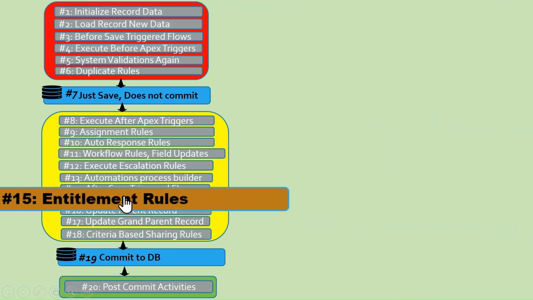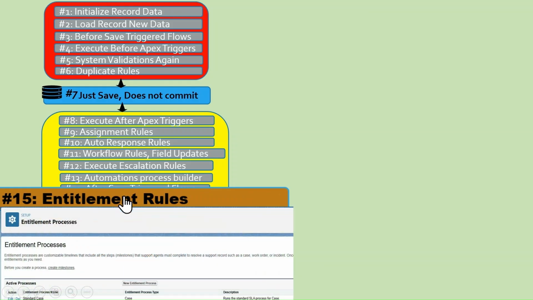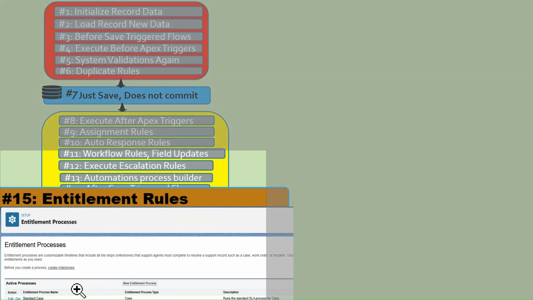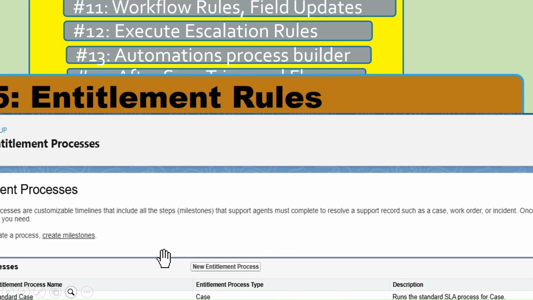For this step 15, Salesforce checks for the entitlement processes. In our case, we don't have any entitlement rules for service request, and our service request does not relate to any case directly or indirectly. So it will just come to this step and move to the next step.